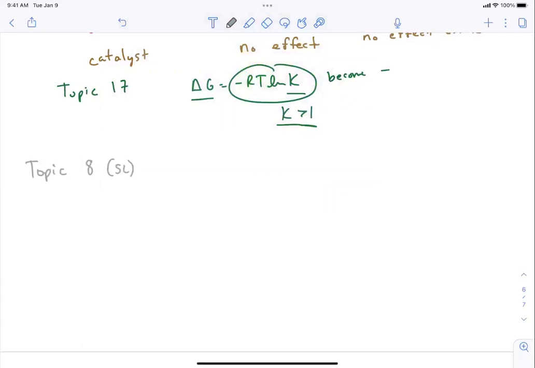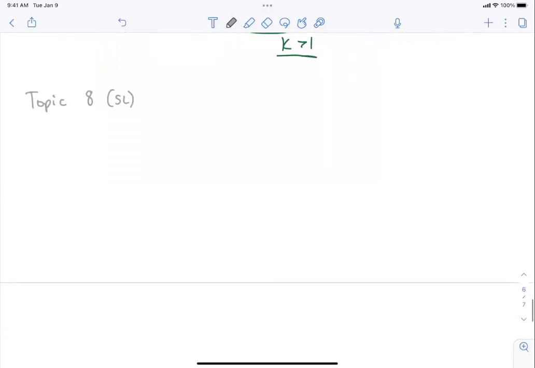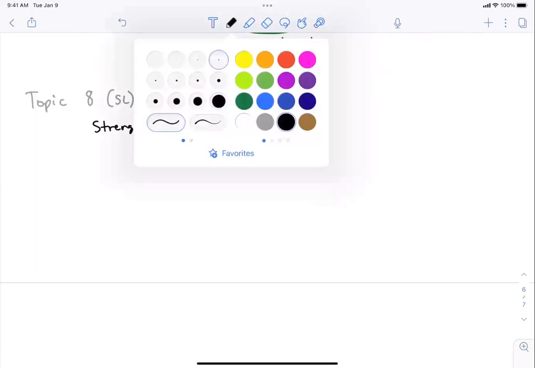Okay. Things that I would take away from topic 8 here. What would I minimize to memorize here? The foundation for all of this topic really is what strength means. So whether it's a strong acid, strong base, weak acid, or weak base, that's the main idea.